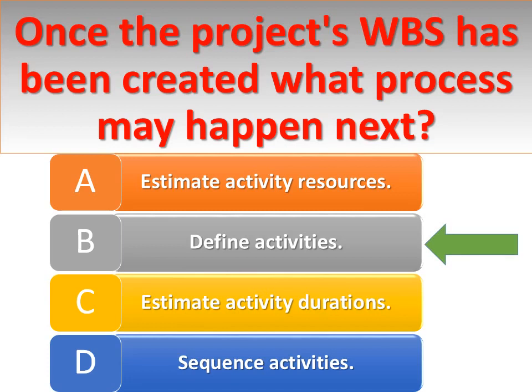Answer is B. Explanation. The define activities process is the process that may begin once the project's WBS has been completed, and it is possible, in some projects, to complete the WBS and the activity list at the same time. Answer option D is incorrect. Sequencing the activities cannot happen until the activity list has been created.